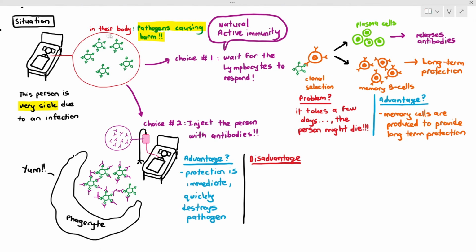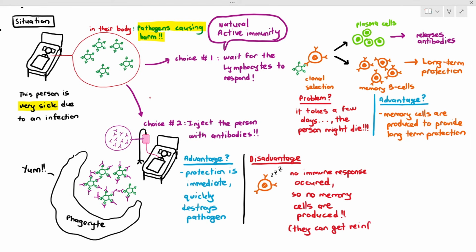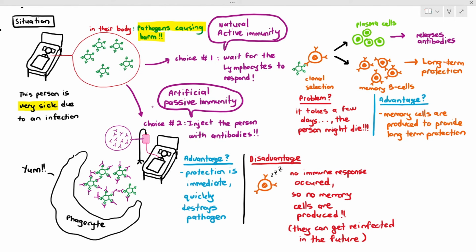The disadvantage is the person's own immune cells did not undergo the immune response. So were memory cells produced? No. So they can get reinfected in the future. For choice number one, the advantage is, if the person gets reinfected in the future, they will not fall sick. But for choice number two, they might fall sick in the future again. And this type of immunity is referred to as artificial passive immunity. Passive because the antibodies are given to the person, artificial because it was injected, not from the mother to the child.